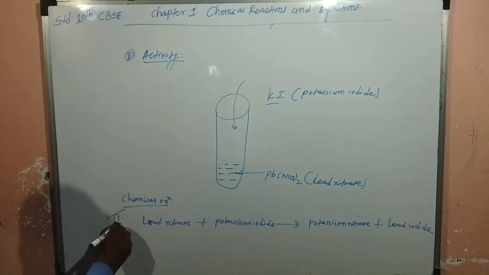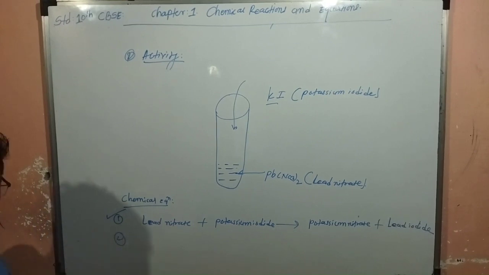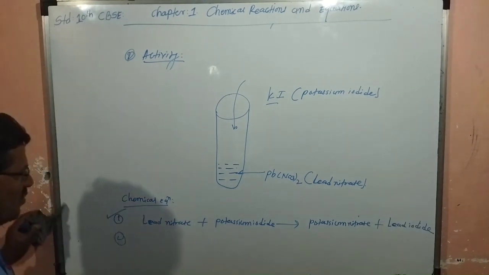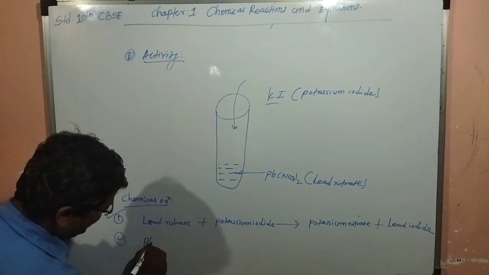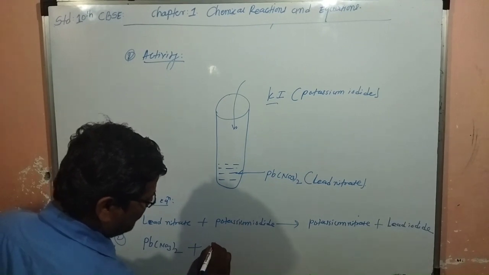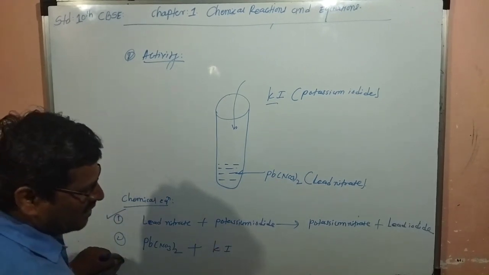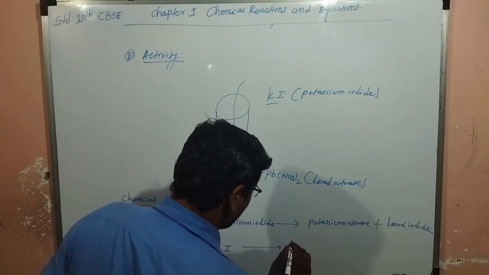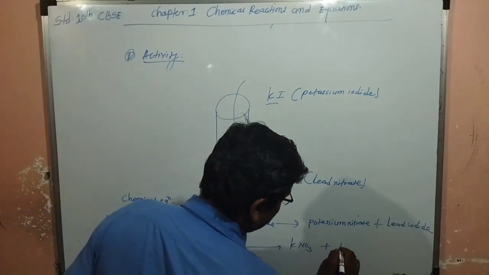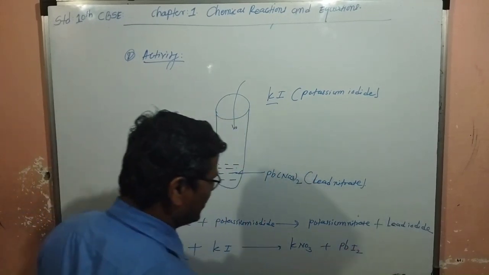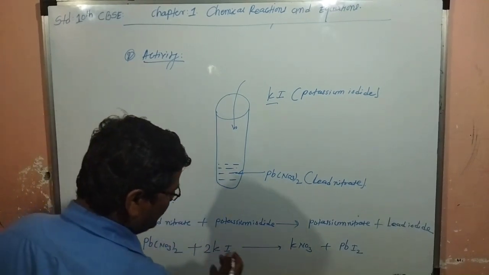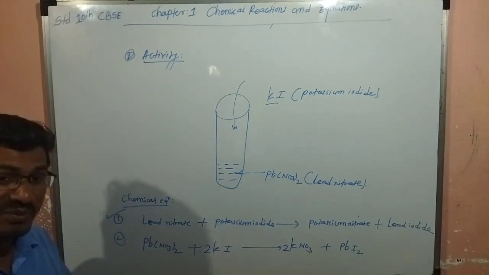This reaction you have written in the form of words. The second thing is that you have to write it in the form of symbols, that is, molecular formulae. So lead nitrate Pb(NO3)2 plus potassium iodide KI gives KNO3 plus PbI2. Here there are 2 iodines, so you write 2 here, and here there are 2 potassiums, so you write 2 here. So the reaction will be balanced.